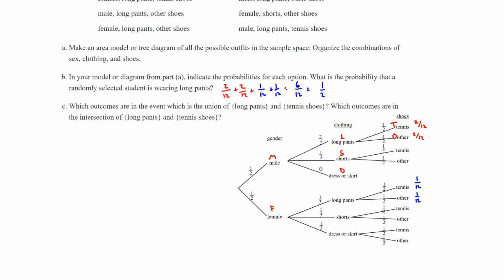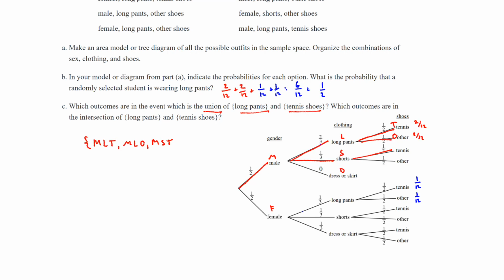So when we write our sample space here for the union, which is this or this is going to happen, we'll do long pants or the tennis shoes. So we have male, long pants, and then tennis shoe or other because it has the long pants. So we'll do male, long pants, tennis shoes; male, long pants, other shoes. We can also do male, shorts, and tennis shoes. Once again, it's looking for long pants, and the union is then the tennis shoes, so one or the other. And that's it for the male side.